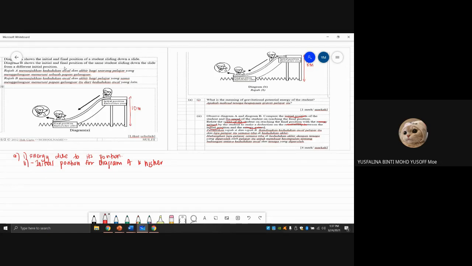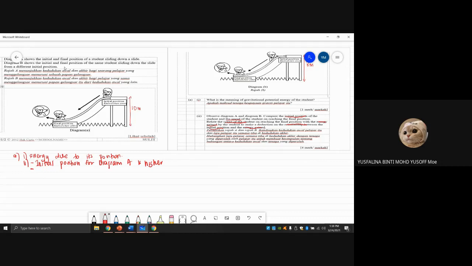That is, we have to compare the speed. So this is the second point. Which diagram has the higher speed? Still A. Why A? Can anyone tell me why A? If you want to explain: because of the height.